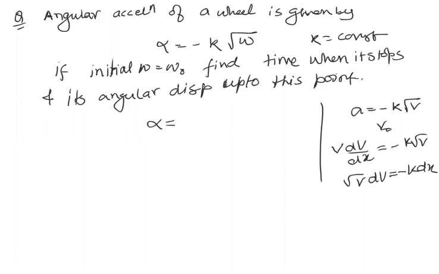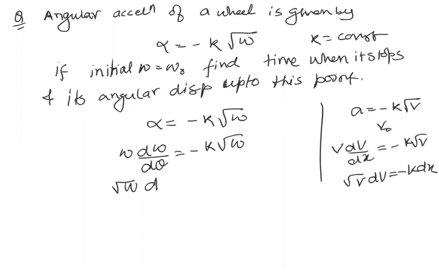Alpha is equal to minus k root omega. Therefore, omega d omega by d theta is equal to minus k root omega. Root omega d omega is equal to minus k d theta. Simply integrate this. So टाइम वाला और भी आसान है. 0 to theta जाएगा ये, ओमेगा नॉट to 0 जाएगा.